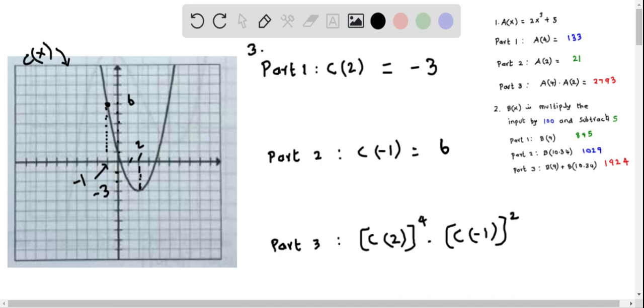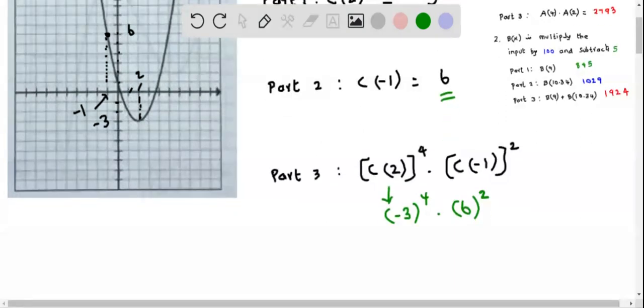Now let's answer part 3, which is we have to determine c of 2 raised to the power of 4 times c of -1 raised to the power of 2. So we can utilize the answers in part 1 and part 2. In part 1, the value of c of 2 is -3. So I can replace c of 2 with -3 raised to the power of 4, times c of -1, which is available from part 2, which is 6. So this is 6 squared.